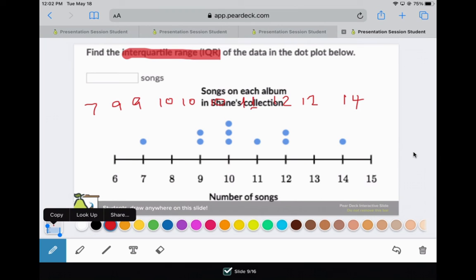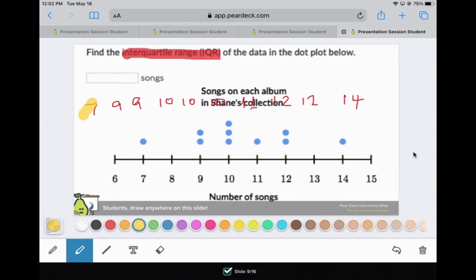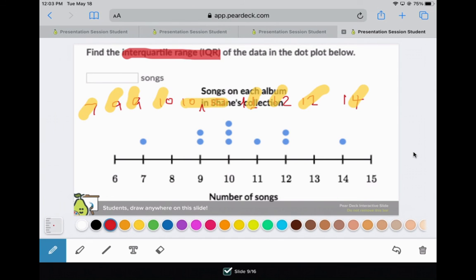So I'm going to find the median. I'm going to find Q2 first. So how do we do that? By eliminating, we end up with the 10 in the middle, right? So to find the median, what I would do is add them up. 10 plus 10 gives you 20, divide by 2. So the median in here is 10.